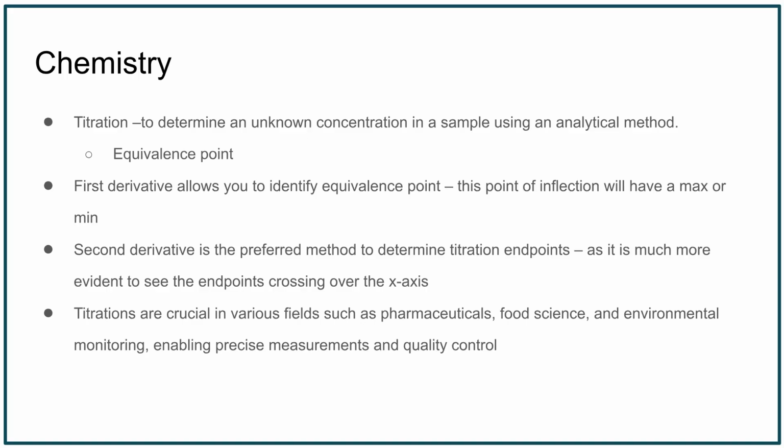The second derivative determines the titration endpoints, which allows us to more accurately locate that inflection point by finding where the rate at which the pH changes is at zero, which is also the slope being zero.